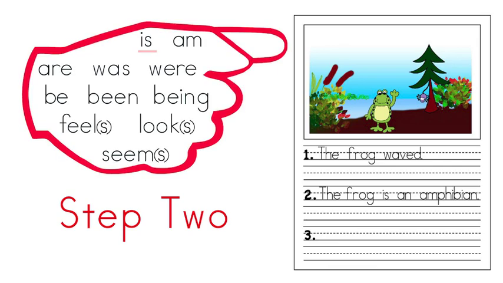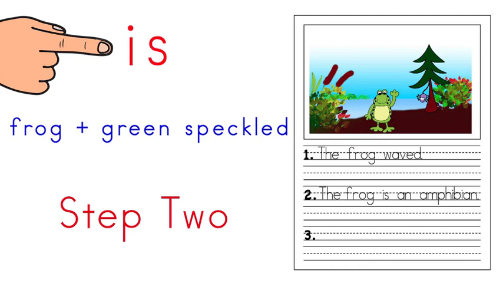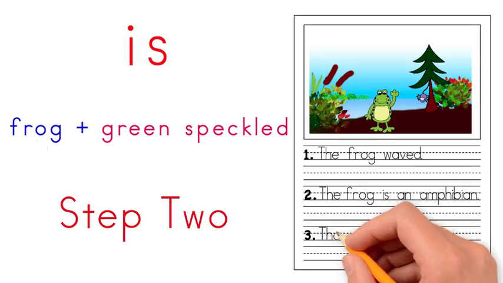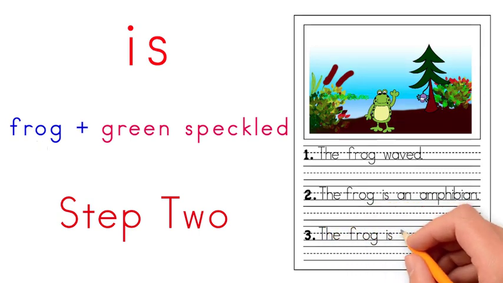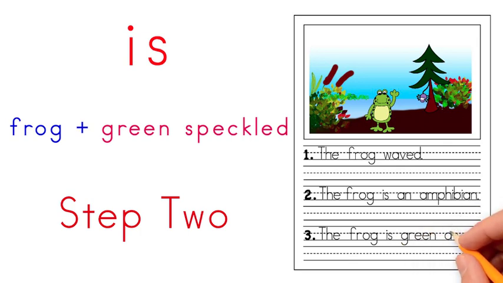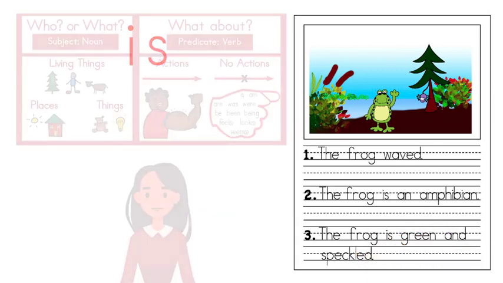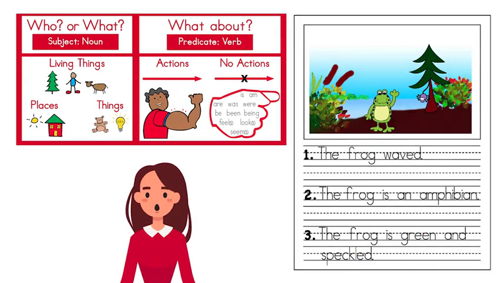The frog is green and speckled. The no action verb is connects frog to green and speckled. Green and speckled describes the frog. Write down the sentence. The frog is green and speckled. Wow, we wrote 3 complete sentences about the same idea.